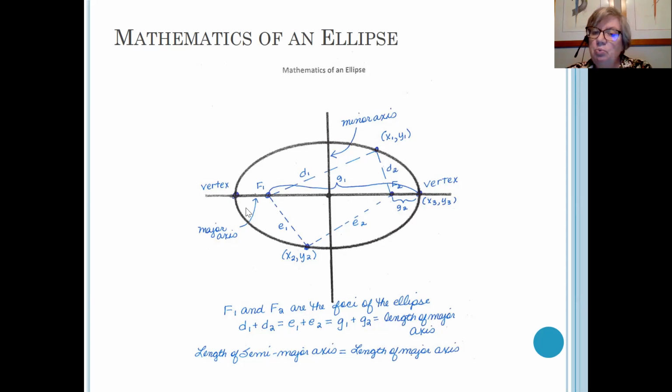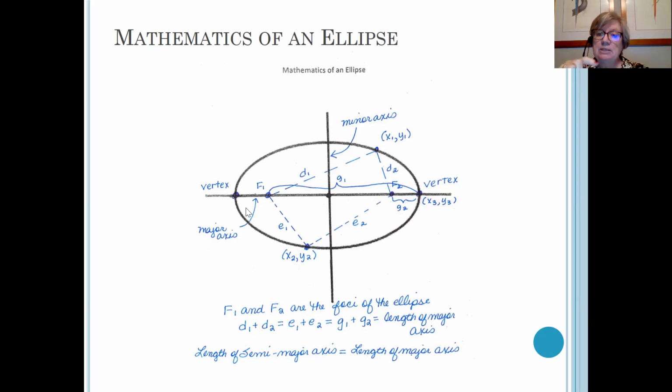All right, well, notice that G1 plus G2. Imagine you're going to take that G2 and pick it up and move it over here to the left of G1. Well, what you get is the length of that axis from vertex to vertex. That's called a major axis. That long part of it, that's the major axis, and then the minor axis is the short part.